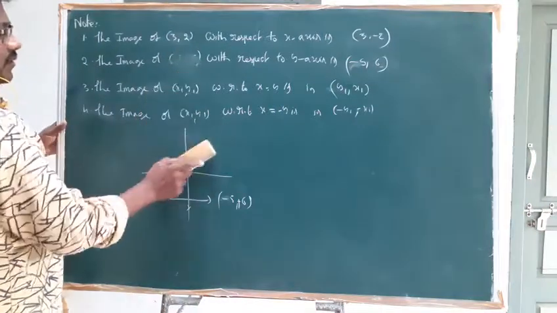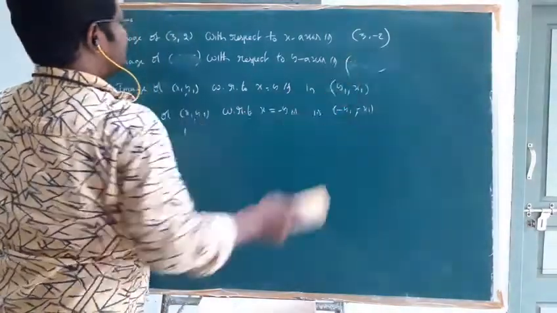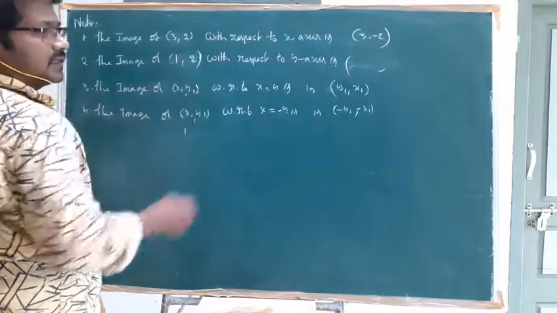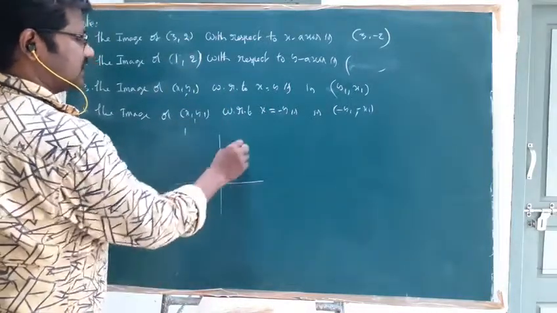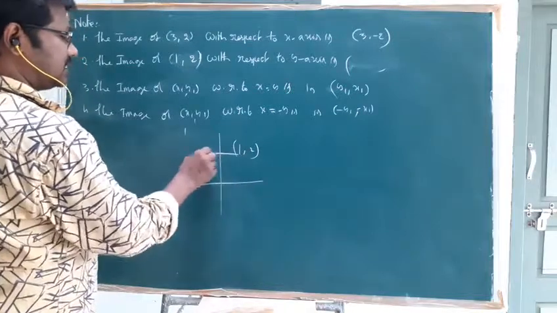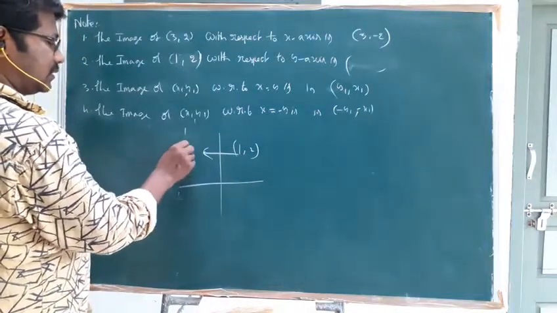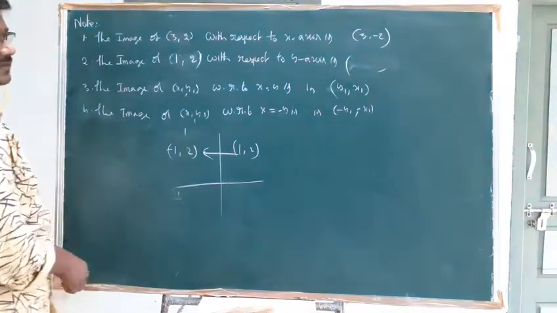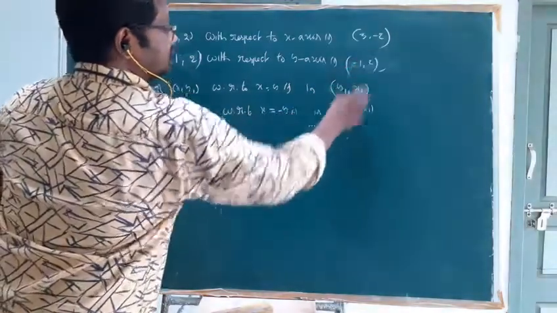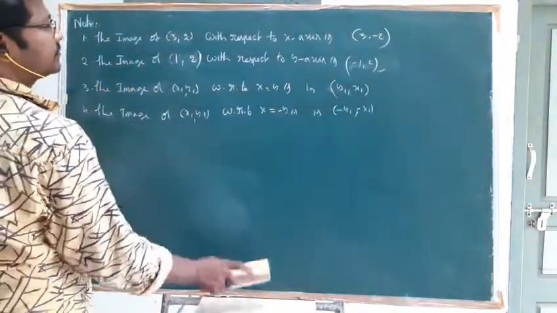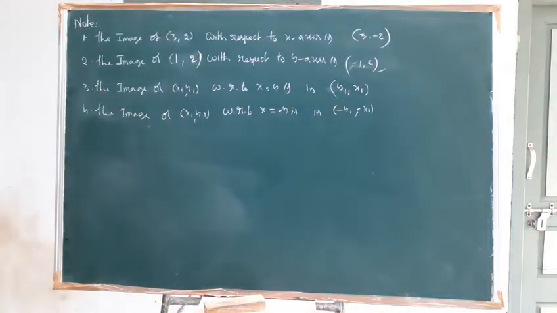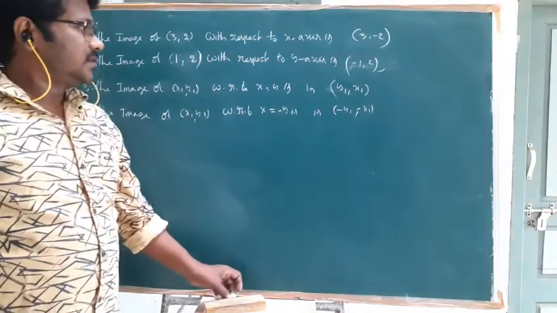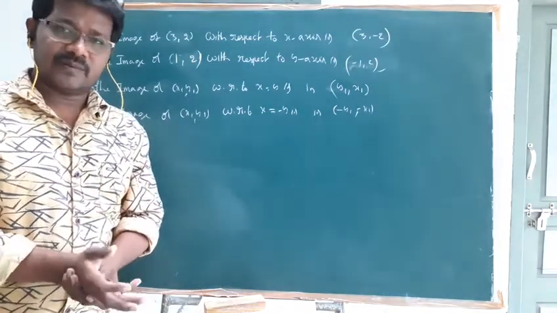We can take any other point, for example 1 comma 2. What is the image with respect to x axis, y axis? With respect to y axis, 1 comma 2 becomes minus 1 comma 2. Only the sign changes. Like this. Okay. So we can do more problems by using this formula. Yes, children. So using this image of a point, we can do so many problems. Thank you, children. Thank you.